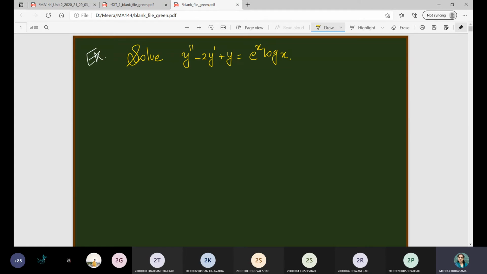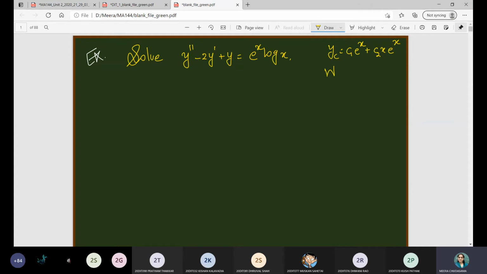Anyone got the complementary function? Yes, ma'am. What is it? C1 e raised to x plus C2 x e raised to x. Yes, it is the correct one. Means you can judge from this one that roots will be 1 and 1, repeated roots.